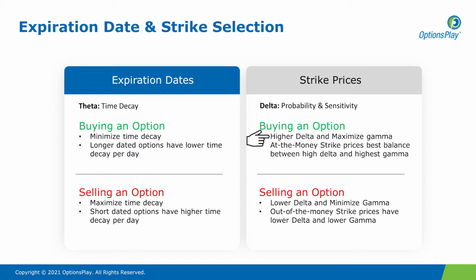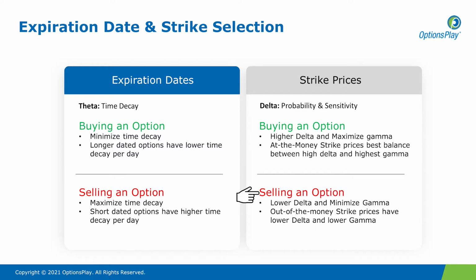So if it moves in the direction that you expect it to, you're able to have a sizable move in the option with respect to the stock price. So that's why whenever you're buying an option, you actually want a higher delta and a higher probability of profit, which is what you get with a higher delta.